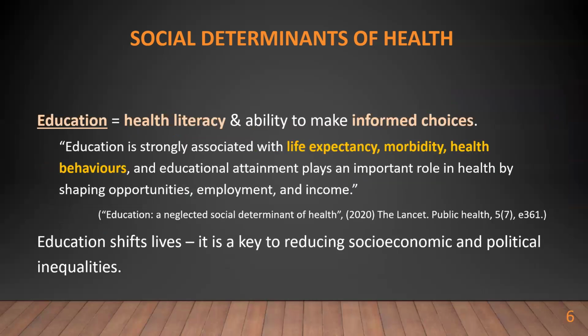Next factor, education. Again, quite straightforwardly, health literacy and the ability to make informed choices. But not just that, education shifts lives. It is a key to reducing socioeconomic and political inequalities because it is strongly associated with life expectancy, morbidity, and health behaviors. That is, educational attainment plays an important role in health by shaping opportunities, employment, and income. And that's not just this understanding of what is healthy and not, but also that educated people have more opportunities in life, chances for better employment and income.